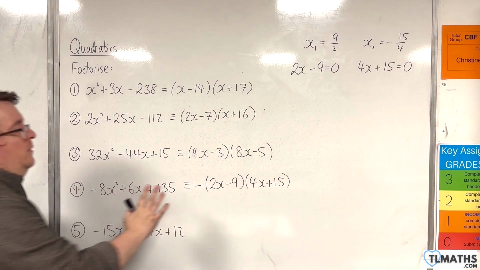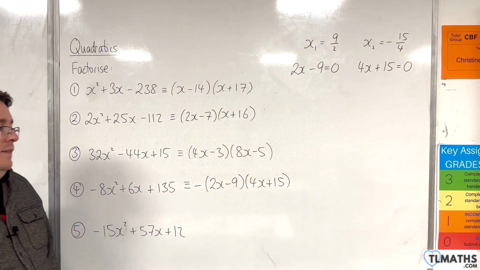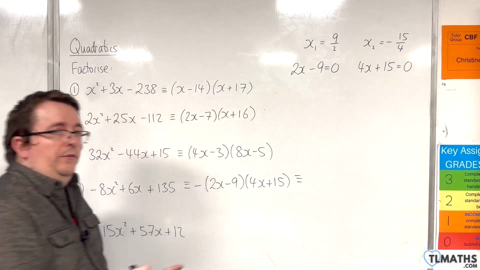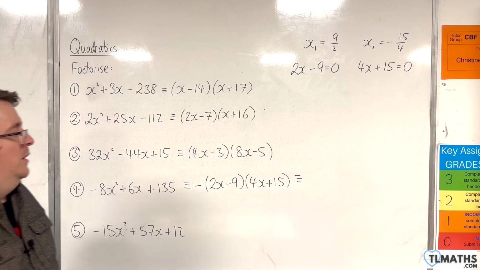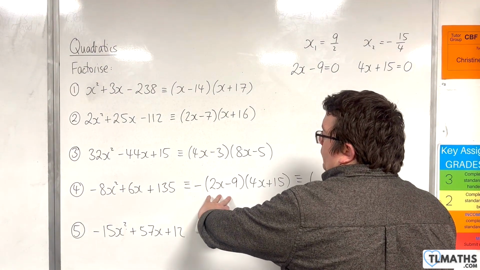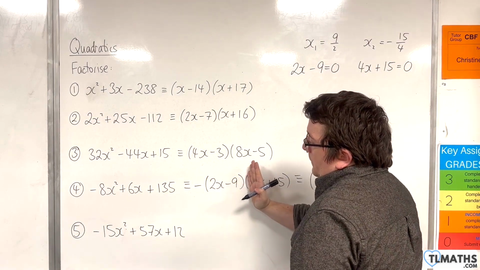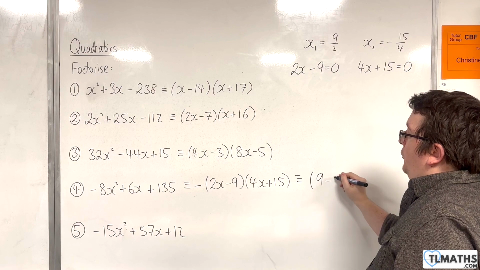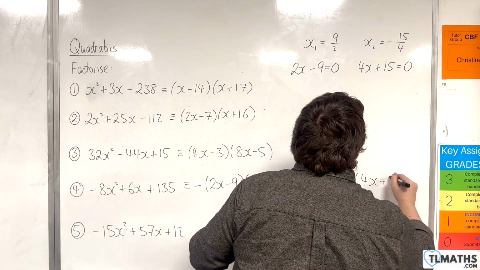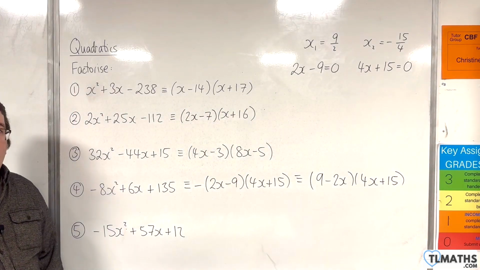And now that's fine. If you don't like the minus sign being there, you can bring it into one of the two brackets, but only one of them. So you could write that as minus 2x plus 9. So bring the minus sign into just that bracket. And you could write that as 9 minus 2x instead, so reorder them. And then 4x plus 15. So you could do it like that. And that's quite a neat way of writing it.